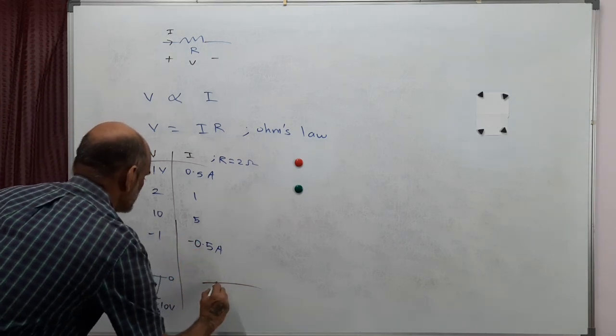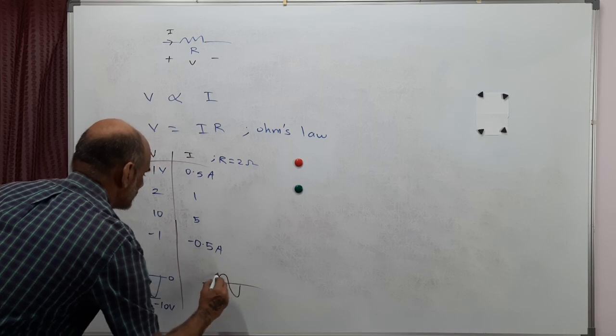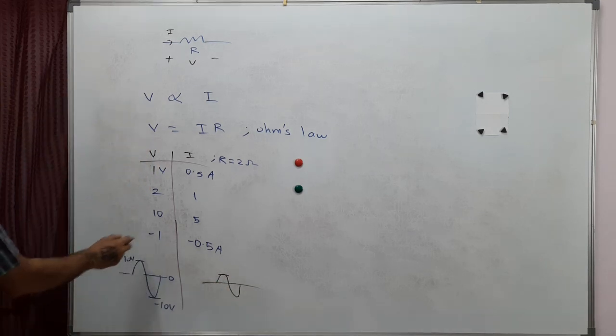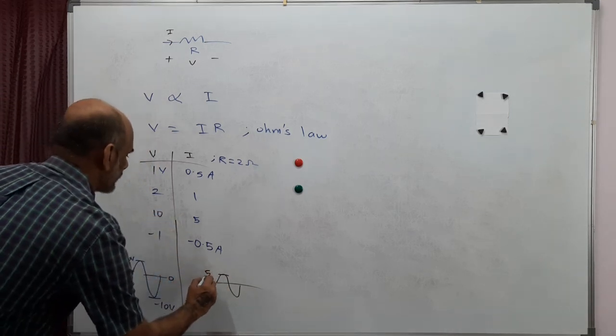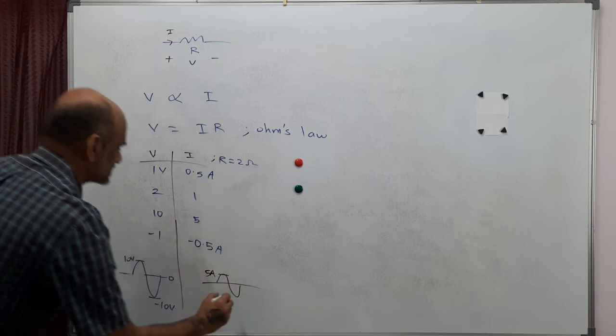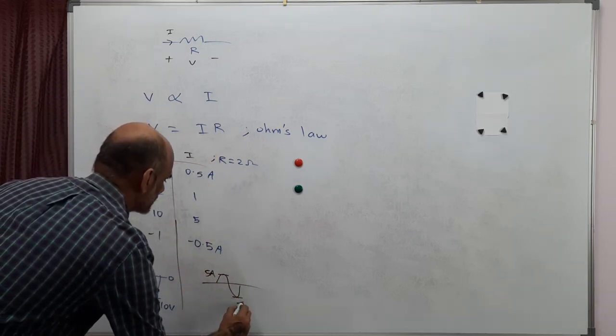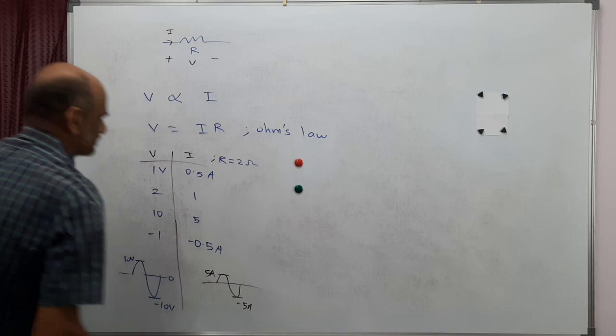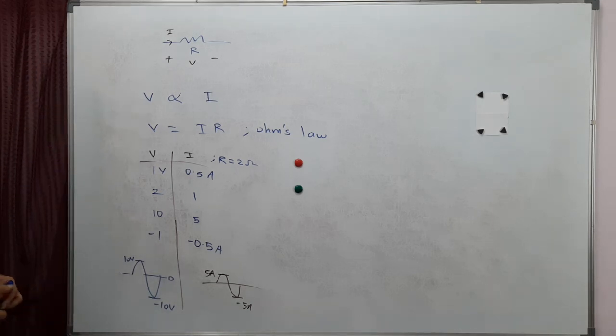Even in this case, for a time varying voltage, Ohm's law is valid, and I'll get a current also varying sinusoidally, with a maximum of 5 amps for a 2 ohm resistor, and in the negative direction also 5 amps. So for time varying voltage also, Ohm's law is valid.